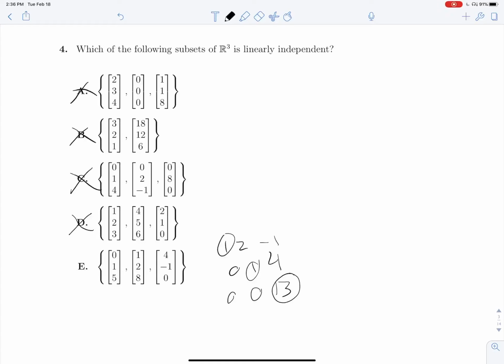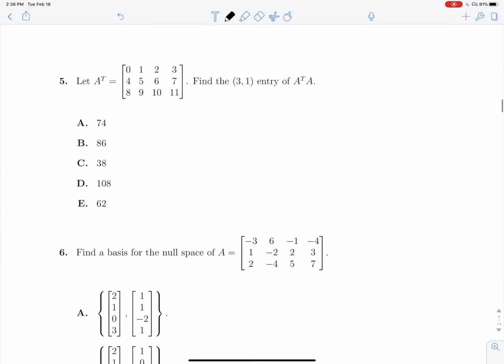Each one of these columns has some degree of freedom that the other ones do not have. There's no way to make a non-zero value here from the other entries in the third column, just like that holds for these other two. And so E is our correct choice because its entries are all linearly independent.